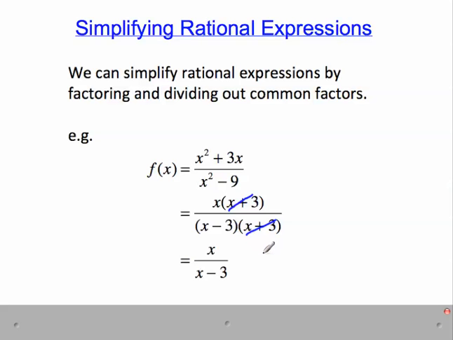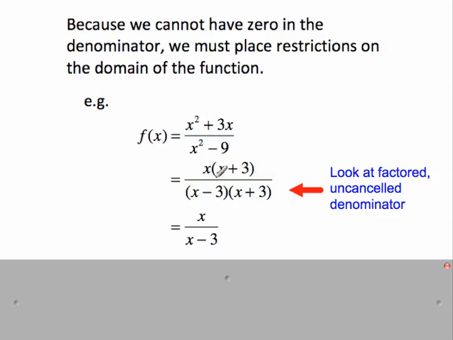In order to find the restrictions on this rational expression, we need to consider the denominator at this step. We cannot have the denominator be equal to 0, and we need to place restrictions on the domain of the function, or the values that x can take. To do that, we're going to take a look at this step. At this step, we've factored the numerator and the denominator, but we haven't canceled anything yet. That's the step we want to look at to find our restrictions. We want to find anything that would make this denominator equal to 0.